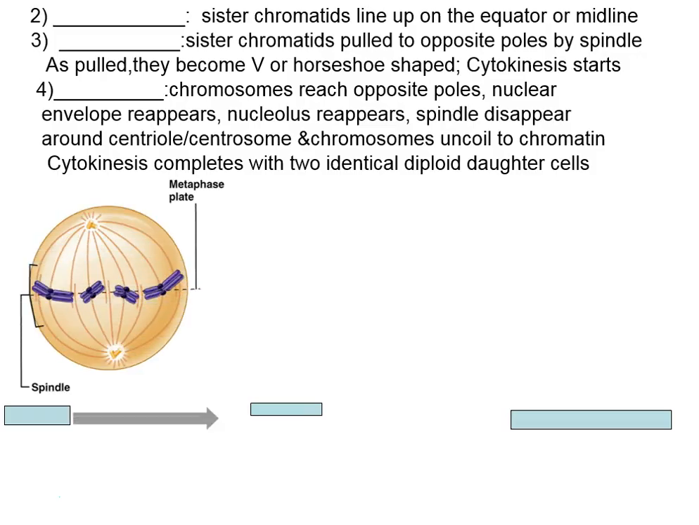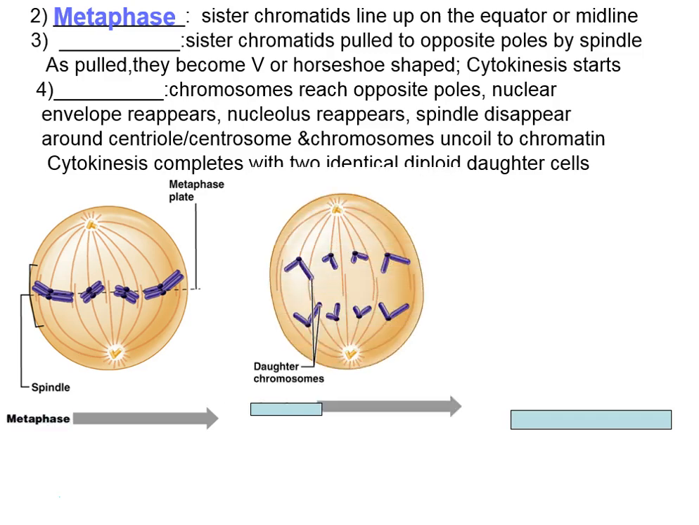Metaphase is the next phase, and it's pretty easy because the sister chromatids, which they're officially called now, line up on the equator, or in the middle. So we line up in the middle in metaphase. Anaphase is pretty easy too, because in anaphase the sister chromatids are pulled away, and when they're pulled, it's kind of like a worm being pulled on the end of a fishing line. They go out into a V or a horseshoe shape.